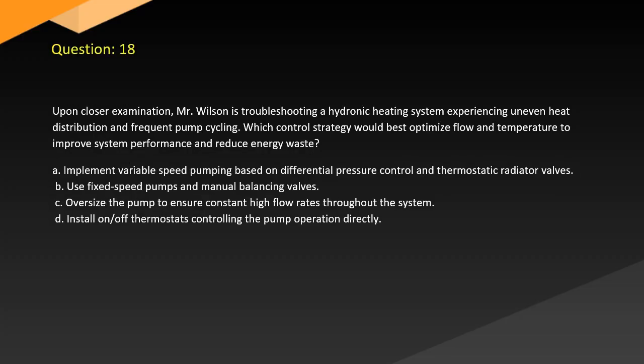Question 18. Upon closer examination, Mr. Wilson is troubleshooting a hydronic heating system experiencing uneven heat distribution and frequent pump cycling. Which control strategy would best optimize flow and temperature to improve system performance and reduce energy waste? A. Implement variable speed pumping based on differential pressure control and thermostatic radiator valves. B. Use fixed speed pumps and manual balancing valves. C. Oversize the pump to ensure constant high flow rates throughout the system. D. Install on-off thermostats controlling the pump operation directly.